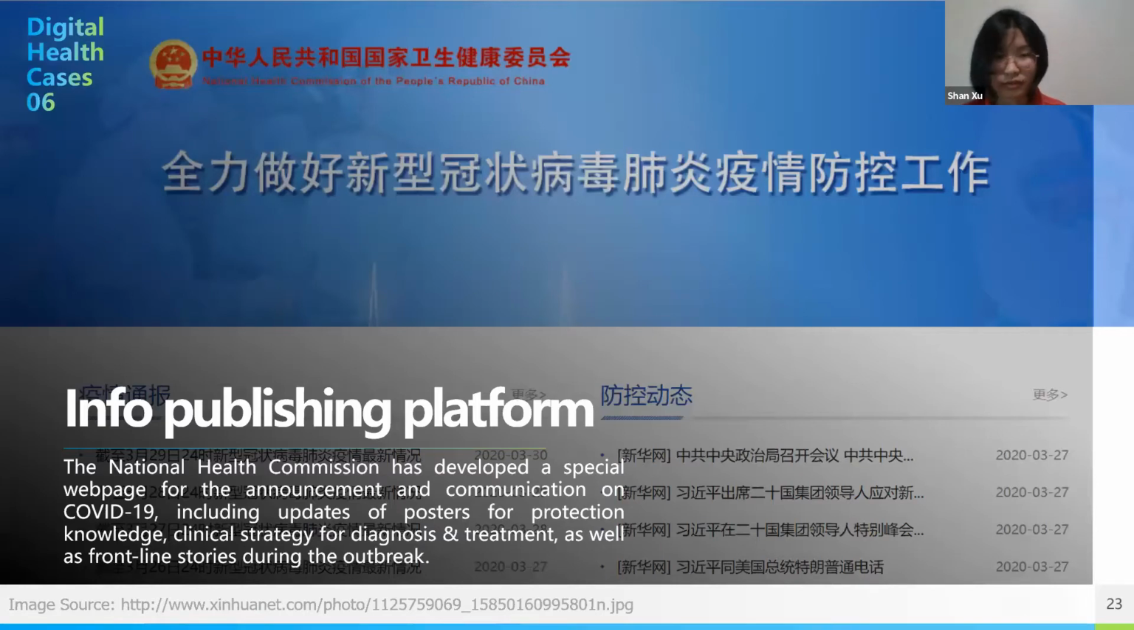And also risk communication is another very important use case that I want to share. So no one is safe until everyone is safe.